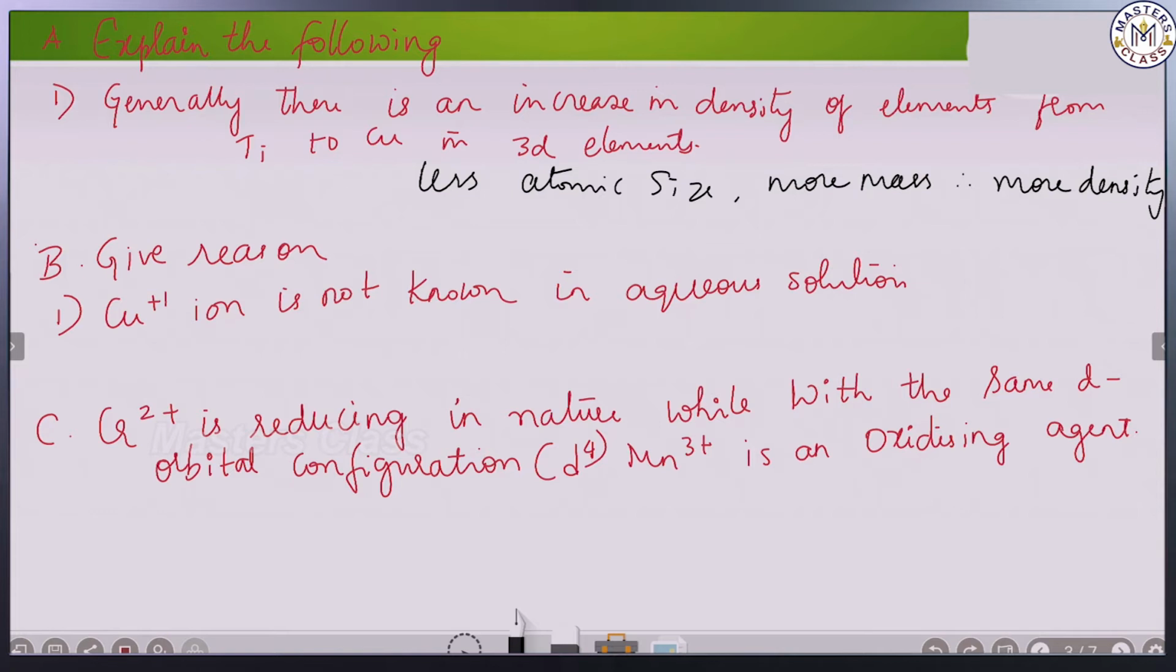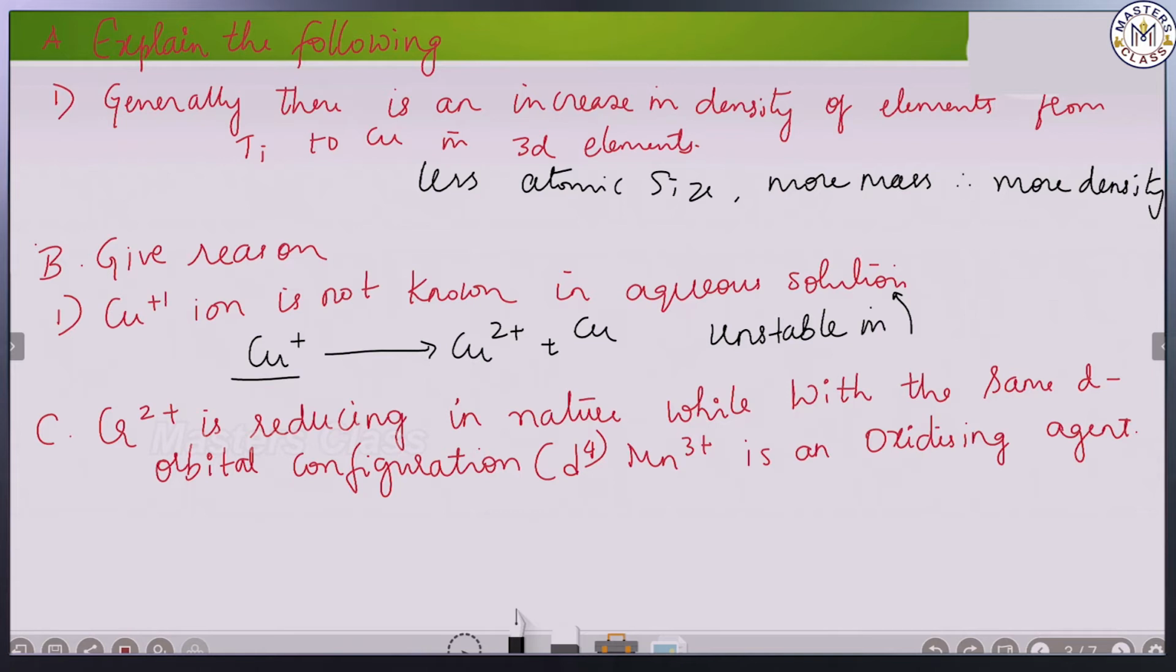Next, the Cu+ ion is not known in aqueous solution. Mainly because Cu+ undergoes a disproportionation reaction, and it is unstable in aqueous solution. Because of this reason we don't usually see Cu+ ions in aqueous solution. As soon as water is added, it turns into Cu2+ and copper, so both oxidation and reduction take place.